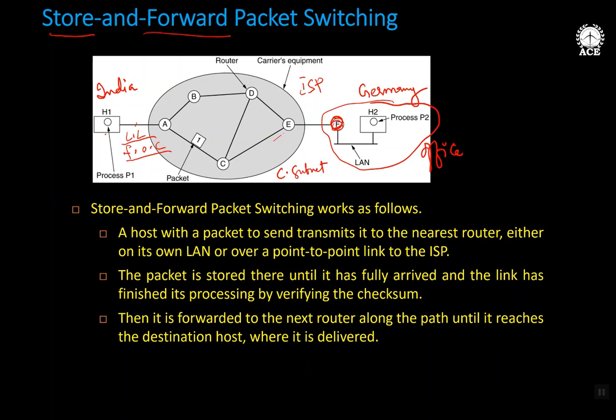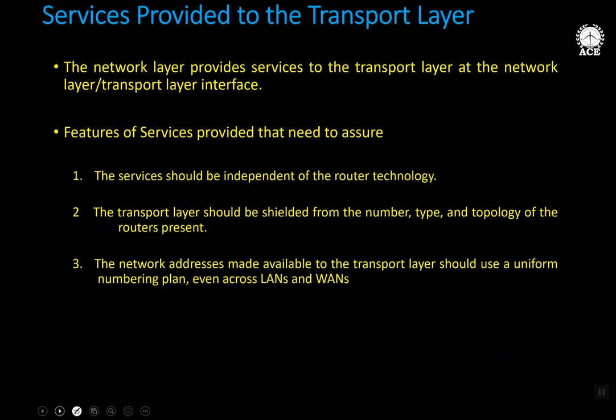Suppose it comes here, from here again it will decide whether to go here or here. That is the meaning of routing. For that we have several routing algorithms. So this is the meaning of store and forward packet switching, and this is the environment of the network layer. I hope you understand.